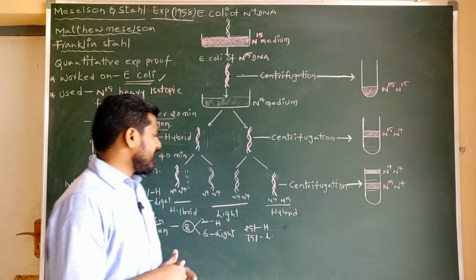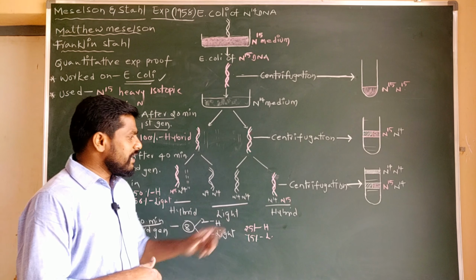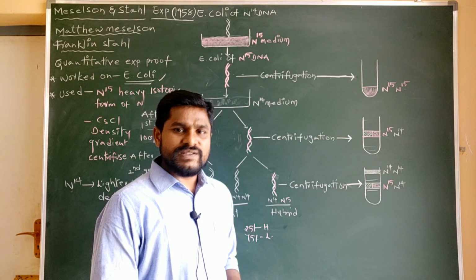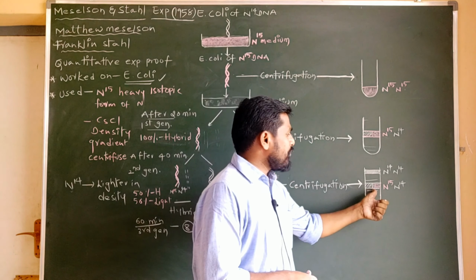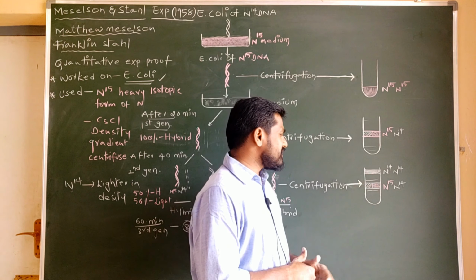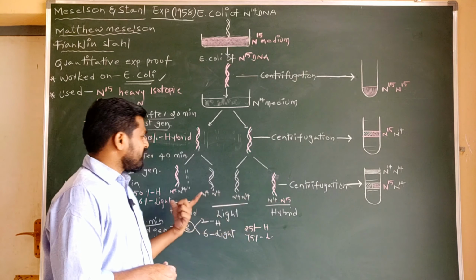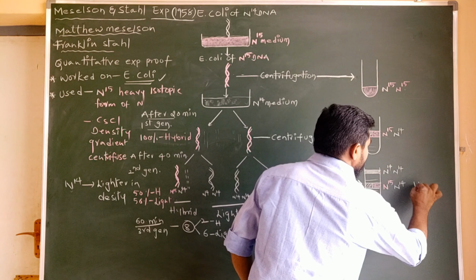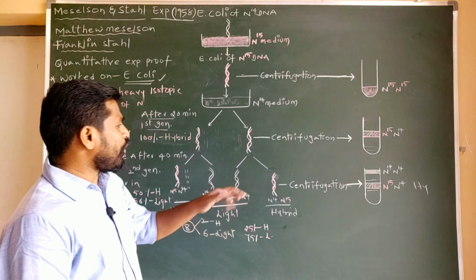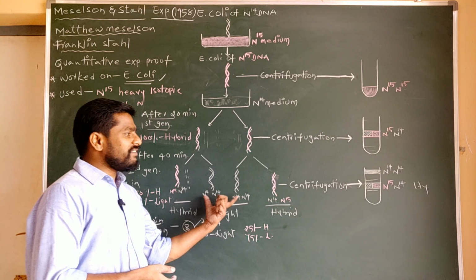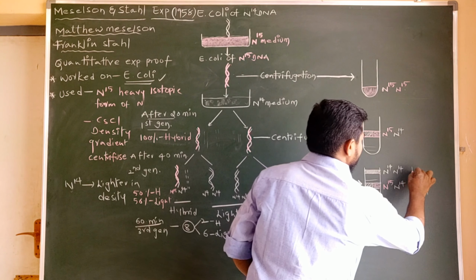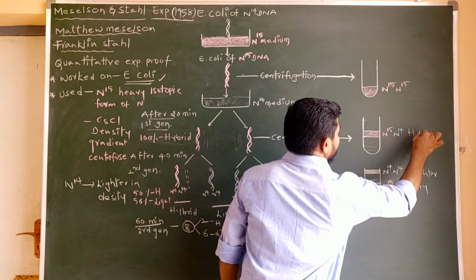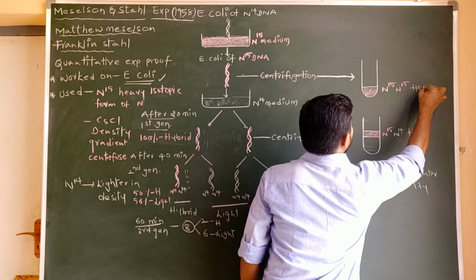Here also the isolated DNA of E. coli cells of a second generation was allowed for a centrifugation in cesium chloride density gradient centrifuge. Here they got a middle band and a top band. Middle band indicates that what? The 2 E. coli cells of a second generation having hybrid DNA. This is hybrid DNA, and the top band indicates that the 2 E. coli cells are having lighter DNA. Lighter DNA. Here completely hybrid DNA. Here heavy DNA.